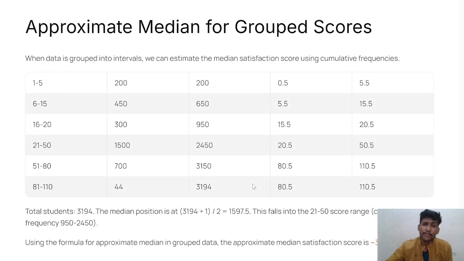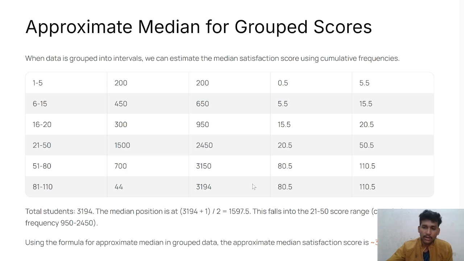Approximating the median for grouped scores. When data is grouped into intervals, we can estimate the median satisfaction score using cumulative frequencies. So here is the table. You can read it out. Total students 3194. The median position is at 3194 plus 1 divided by 2. It's 1597.5. This falls into the range 21 to 50.